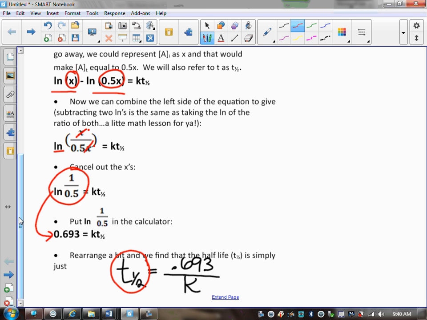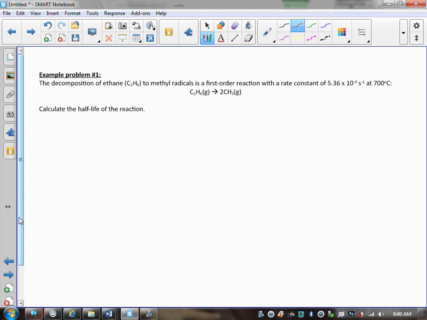It will all mathematically work out to be the exact same amount of time. No matter what your initial concentration is, it will take the same amount of time to get to its half-life. So it's a very, very simple equation. You see, it's just a two-variable equation. But I wanted to show you where it derived from. All right, so let's go ahead on to example problem number 1.